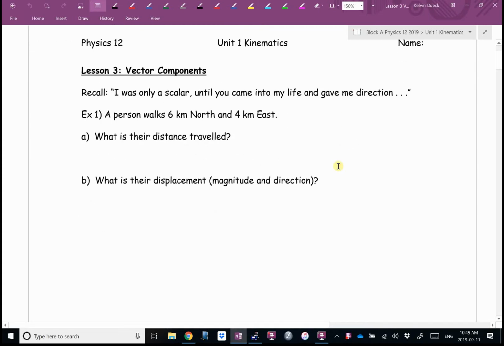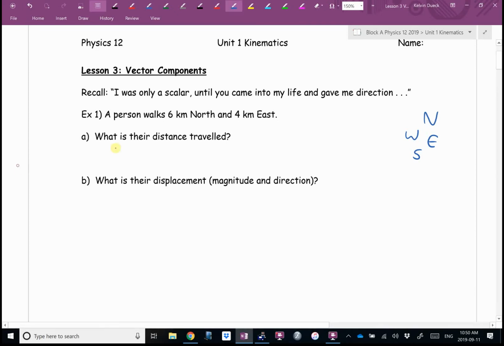A person walks 6 kilometers... Oh, I see the word north. I'm drawing a compass rose. A person walks 6 kilometers north and 4 kilometers east. What's their distance traveled? You'll notice I only gave you one line. That probably means that I'm expecting you to be able to do this in one line, maybe even, dare I say it, in your head. What's the distance that they traveled?